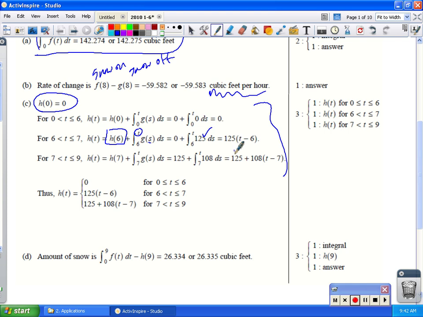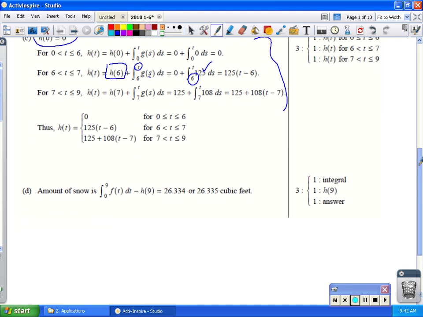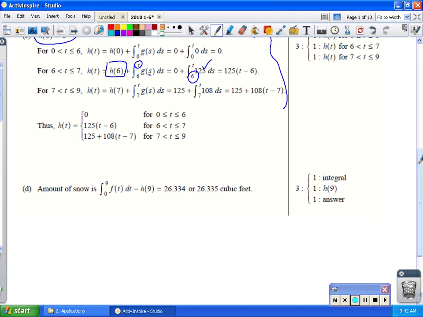is 125 of t minus 6. So we're evaluating that at 6 hours. Same thing going on with h of 7. Now, whether or not you showed your work or thought of it like that, this is the ultimate piecewise function that you end up with. So this is what you want to check your work with. Did you consider that you had to go from 6 to t, and from 7 to t?